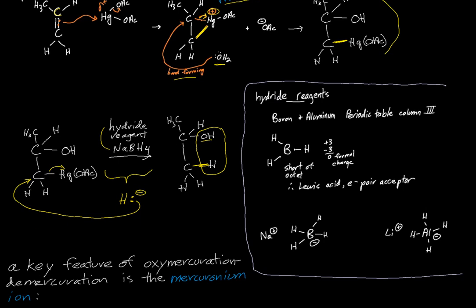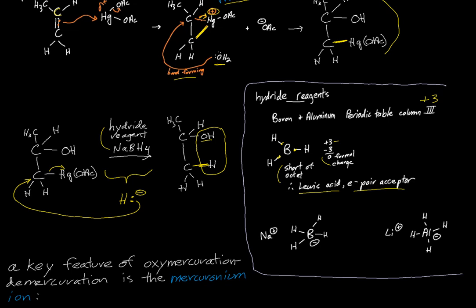So a digression on hydride reagents is relevant. Boron and aluminum, if you look at the periodic table, are in column 3, which in formal charge counting would give us a +3 to begin with. A molecule like BH3 is +3 for boron, -3, 1, 2, 3 in formal charge counting, 0 formal charge. But notice BH3 is still short an octet. So it's an unusual case where it's neutral but short an octet. Because it's short an octet, it's a Lewis acid or an electron pair acceptor.